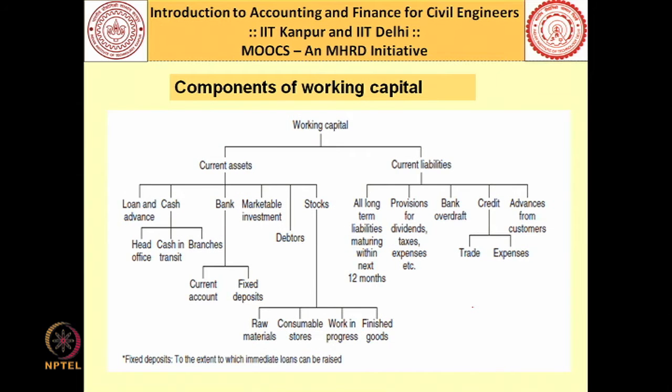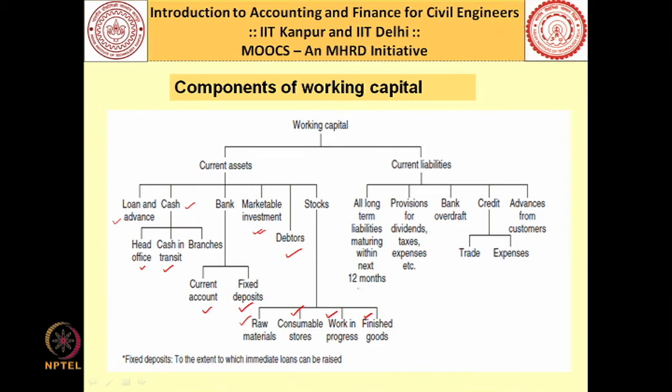What I have done is I have tried to compile all these current assets in this particular slide and I have categorized them in different heads. For example, you have under current assets loans and advances, you have cash, it is head office cash, cash in transit and cash in some other branches. Then your bank account could be current account as well as fixed deposits. Then there are certain marketable investments. Then your debtors are your current assets, and some other example of current assets are stocks, which could be the stock of raw material, consumables, work in progress and finished goods.